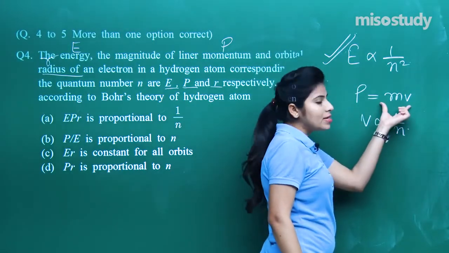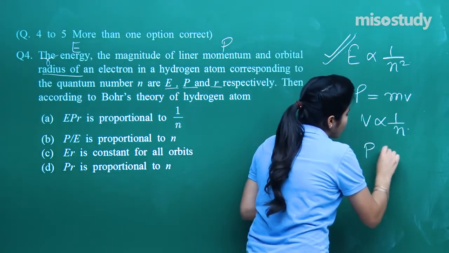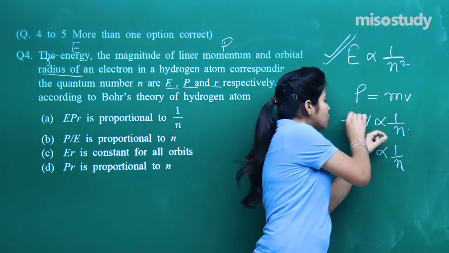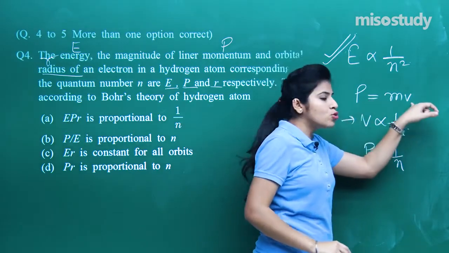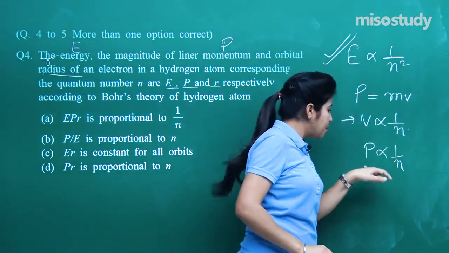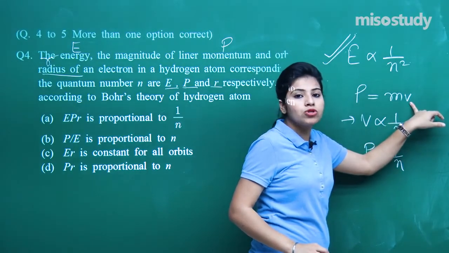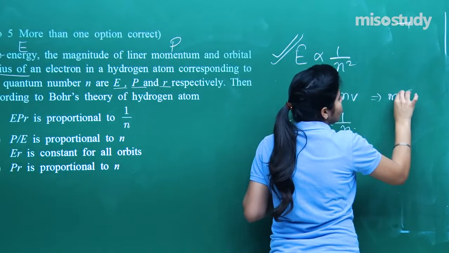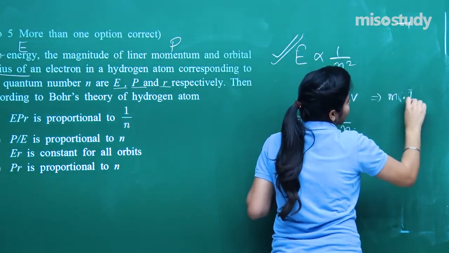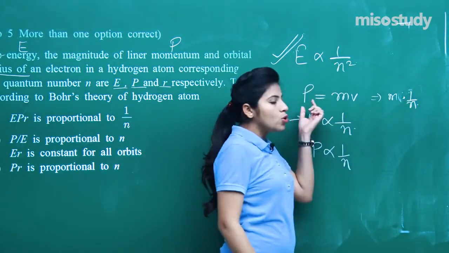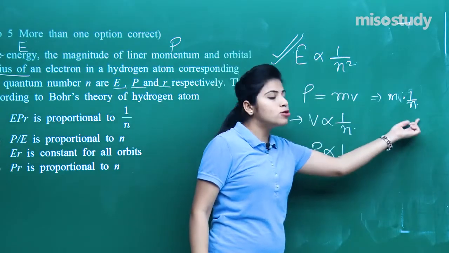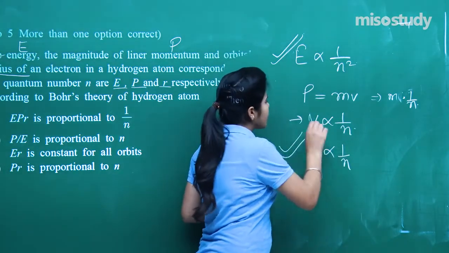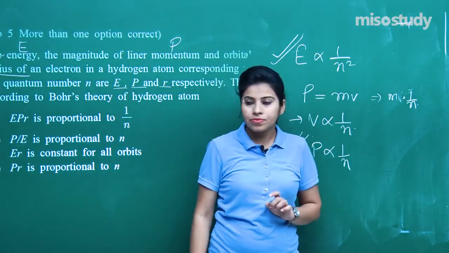So can I write this as P will also be inversely proportional to n? Because we know that V is proportional to 1 by n and P equals mv. So definitely P will also be inversely proportional to n, because if you put in the value, you will have m into 1 by n. I am writing it as 1 by n. So you can look at this, that P is also inversely proportional to n. We now have the second relation with us.